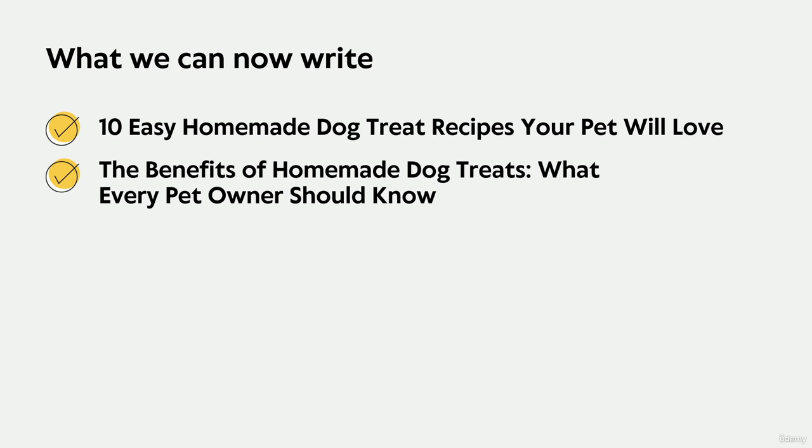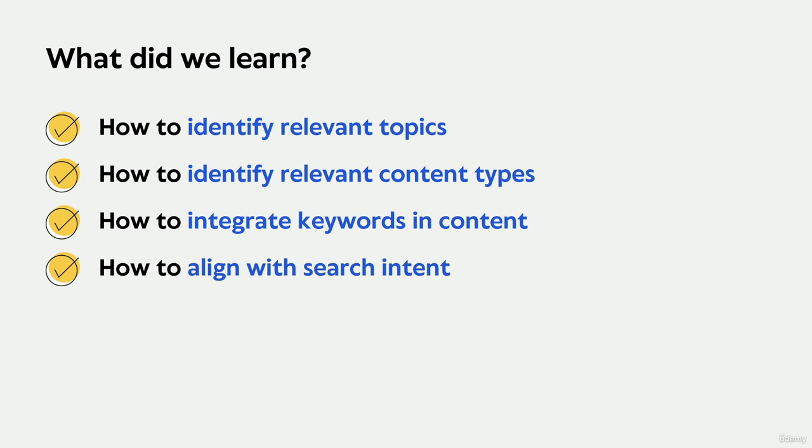So as you can see, crafting a content strategy that's optimized for SEO is about much more than just plugging in keywords. It's about creating a dialogue with your audience. Lucky for you, you know how to identify relevant topics, identify relevant content types, how to integrate keywords in content, and to align with search intent.